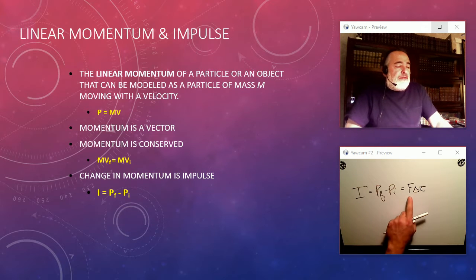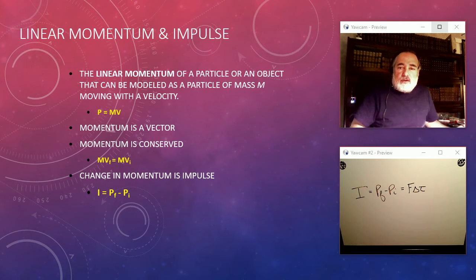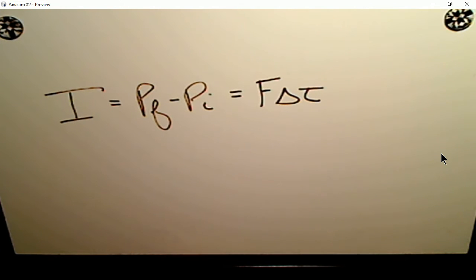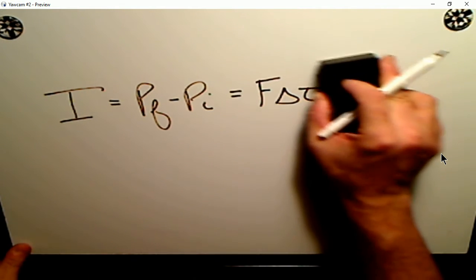Now, for a given force, there would be less impulse if the time was greater, if you look at that equation. So sometimes it's easier to just show you in an example here. Let's first do a problem in terms of linear momentum.